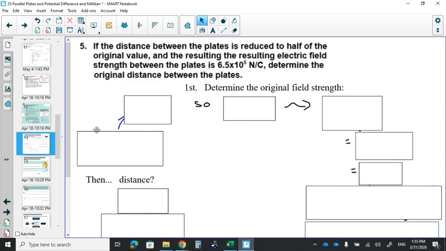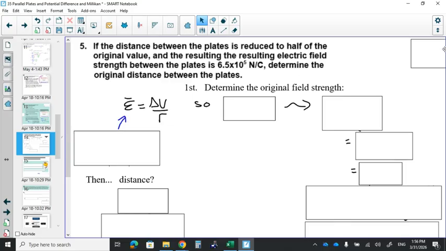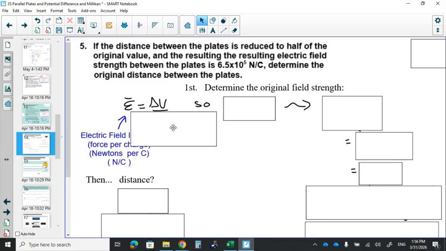If the distance between the plates is reduced to 1/2 of the original value and the resulting electric field strength between the plates is 6.5 times 10 to the 5 newtons per coulomb, electric field strength, that's curly E. So electric field intensity for parallel plates is delta V over d. And of course, field intensity is force per charge, just to clarify the concepts and what the numbers are for the situation.